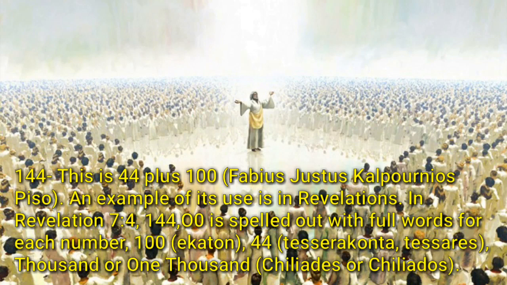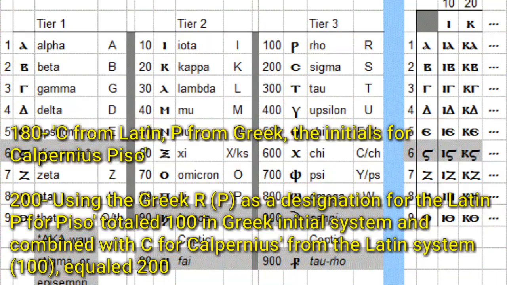144 is 44 plus 100. Fabius Justus Calpurnius Piso. An example of its use is in Revelation 7:4, where 144,000 is spelled out with full words for each number: 100, hekaton; 40, tesserakonta; 4, tessares; 1000, chiliades.